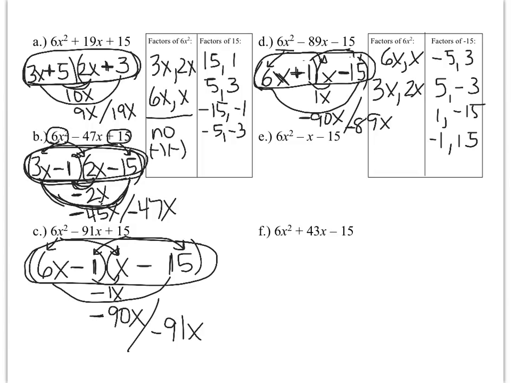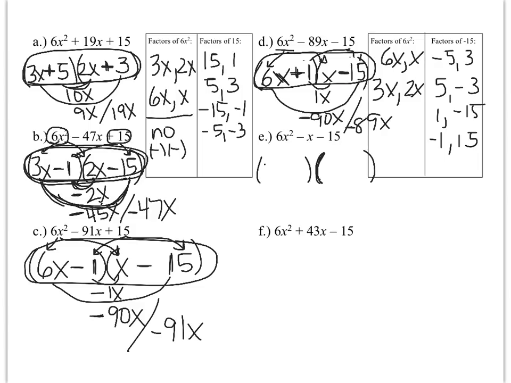So the next one, 6x squared minus x minus 15. I'm looking at my middle term right now, and my middle term is negative x, which means that I'm going to probably stick with my lower numbers, my smaller numbers. I'm not going to do the 6x and the 15. I'm going to try 3x and 2x to start with. And really, it just takes practice and experience to know what's best to start with. So really, it is just trial and error right now.